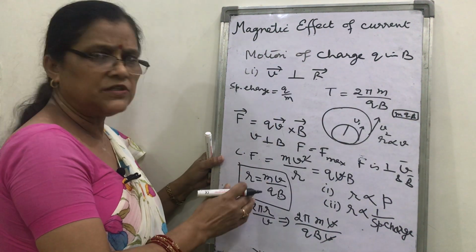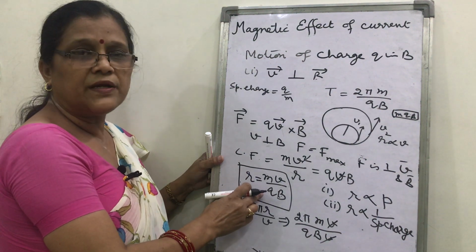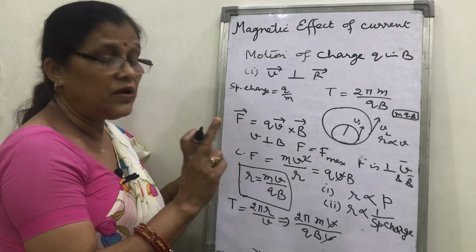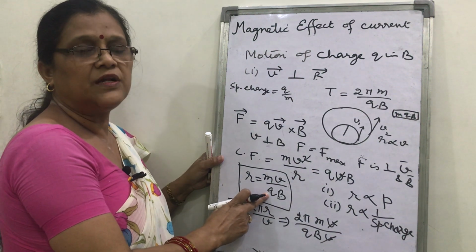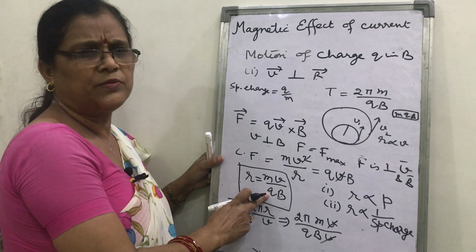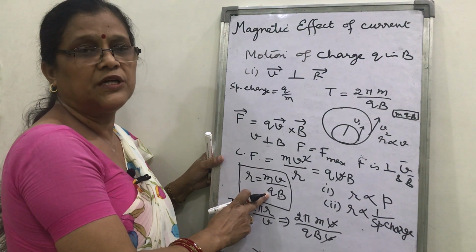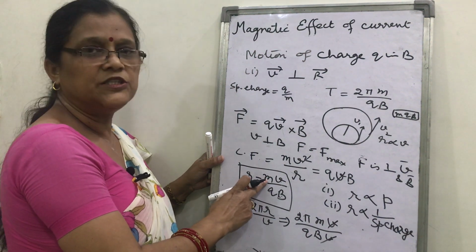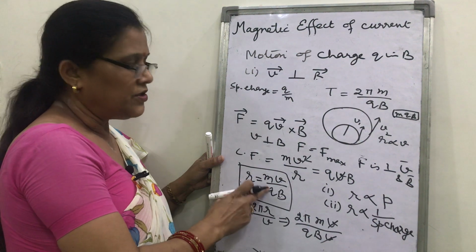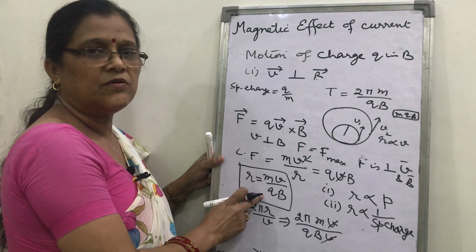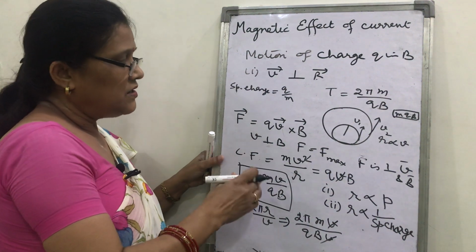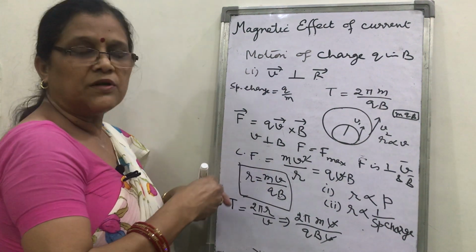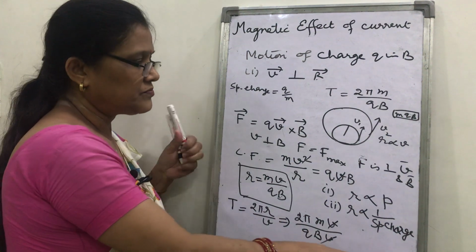Another way to ask the question: if an alpha particle and a proton, you know an alpha particle is a helium nucleus, then its charge is twice the proton charge, the same 1.6 into 10 to the power minus 19, and mass is 4m. For a proton, only q and m. So you will decide which will move on the path with the longer radius. So in this way the radius of the circular path is decided.